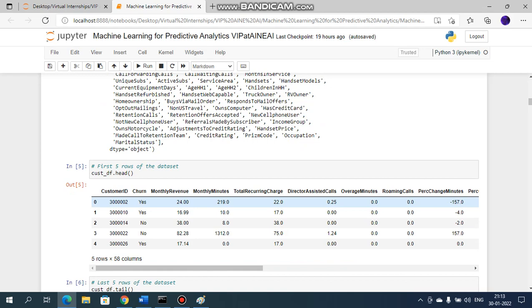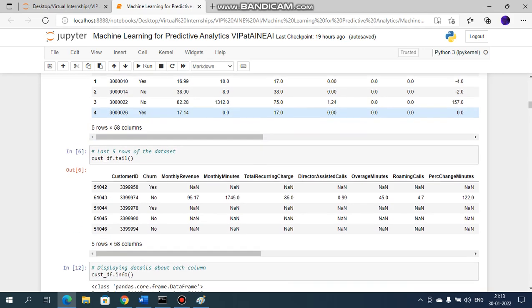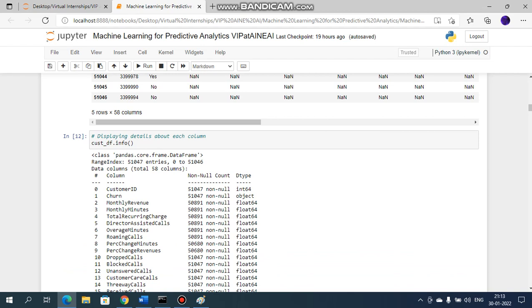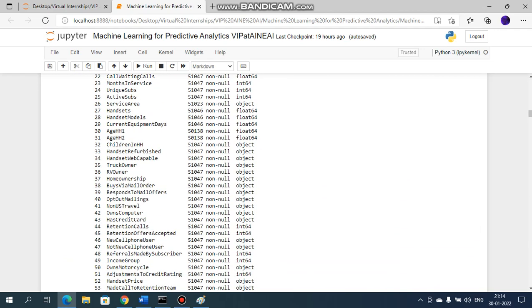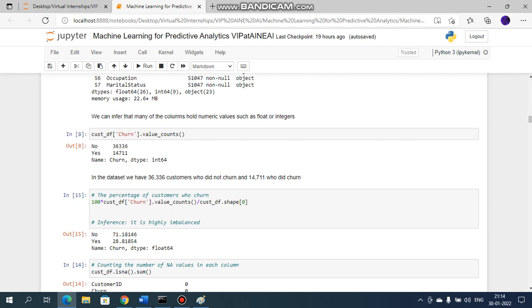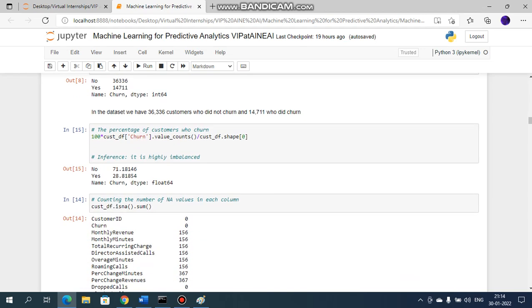Then we have the first 5 rows, and we also observe the last 5 rows in our dataset using the head and tail functions. Using the info function, we can observe the data types of each column. We can see that most of the columns have numeric values of either float or integer type. We have around 36,000 customers who did not churn and about 14,000 who did. This translates to 71% who did not churn and about 28% who did.